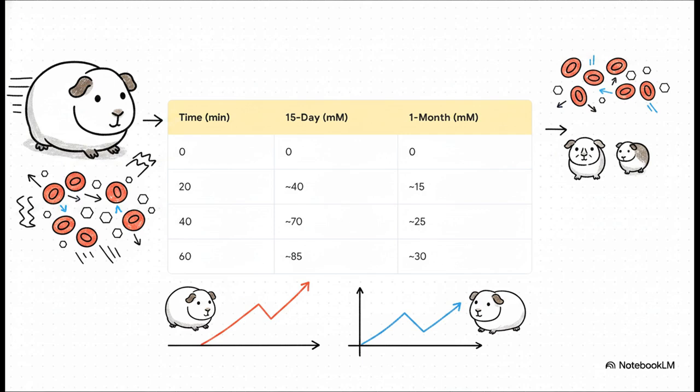Age significantly affects the rate of facilitated diffusion. If you look closely at the 60-minute mark, the 15-day-old cells absorbed roughly 85 millimolar of glucose. In stark contrast, the older 1-month-old cells only took up about 30. The younger cells are just pulling it in so much faster. I mean, seeing data like this forces us to genuinely ask questions about how cell membrane protein expressions fundamentally change and adapt as an organism develops.